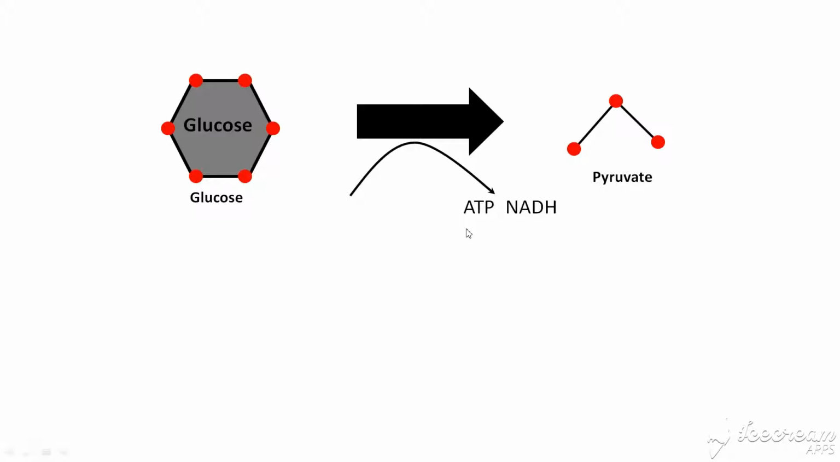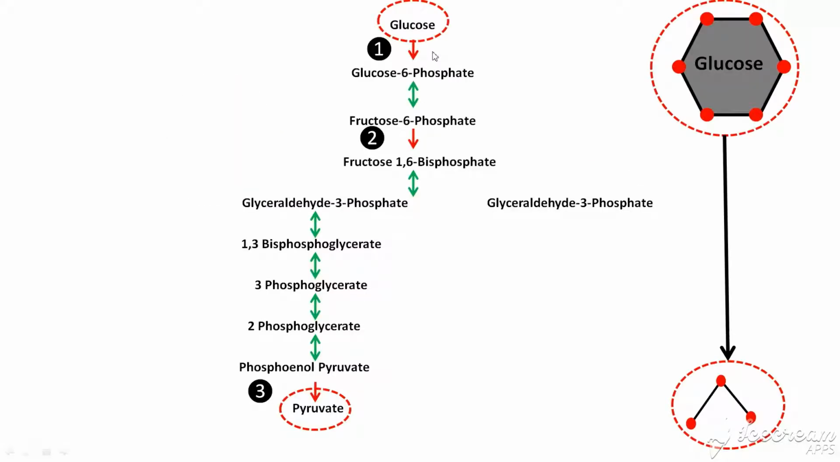ATP is going to be used as energy for the cell, of course, and NADH is going to be used as an electron donor in the electron transport chain to produce ATP. So these are the enzymatic reactions that take place during glycolysis. Like we said before, we're going to start with glucose, which is a 6-carbon structure, and end with pyruvate, which is a 3-carbon structure. And these are the enzymatic reactions that happen inside of it.